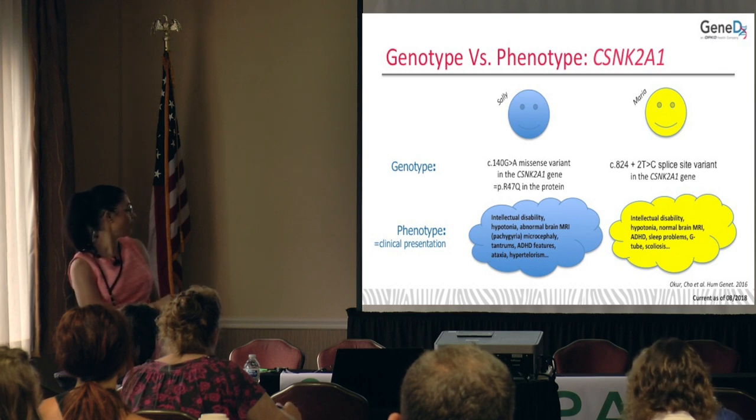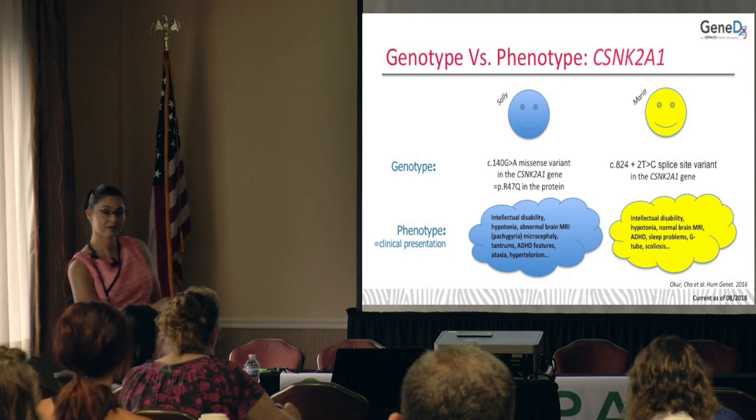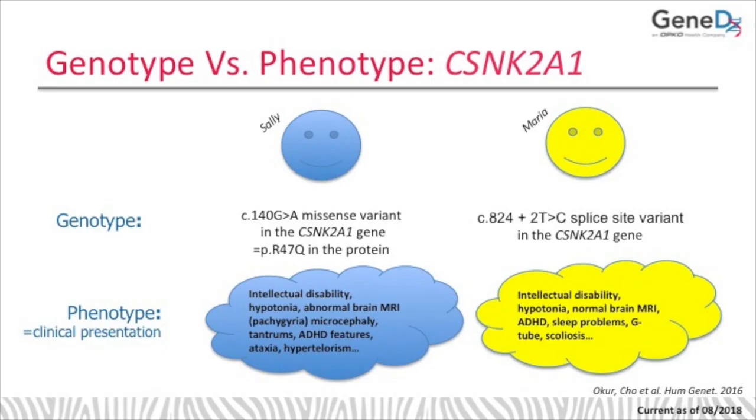Her genotype, she also has a variant, but it's a different variant, okay? In the same gene, CSNK2A1 gene. It's a splice-like variant. Remember I said where those chunks are taken out of the DNA, and that's called splicing. Her variant causes a problem with the splicing, so there might be chunks of DNA in there that shouldn't be, or vice versa.